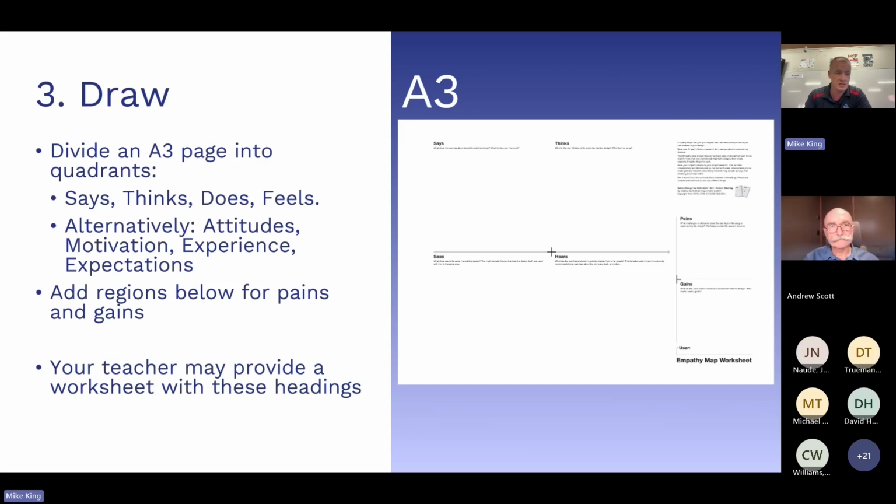So I might say, let's look at the last assembly you went to, or can you think of a sporting event or a college fair or a fete or something along those lines, and get them to talk again, going through some of the titles. The typical ones we see are says, thinks, does, and feels. And we have seen quite often, certainly on the QCE example, that we see attitudes, motivations, experience, and expectations. That's kind of forward thinking in empathy map terms.